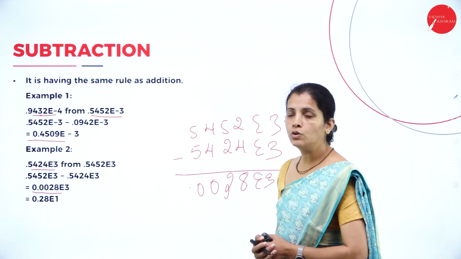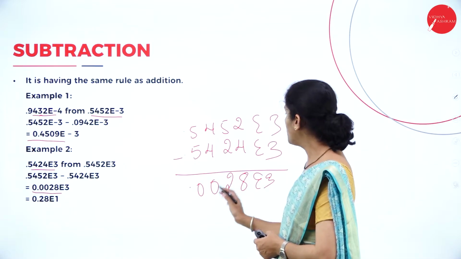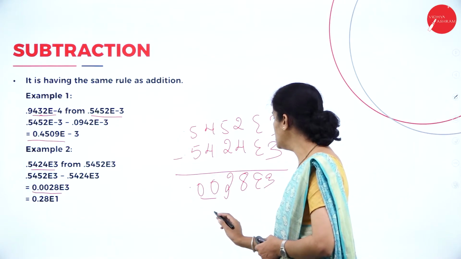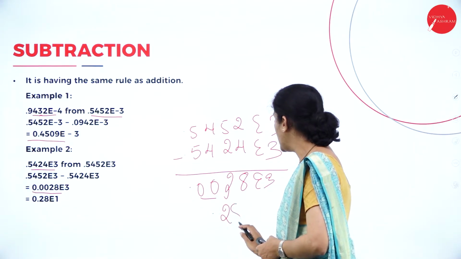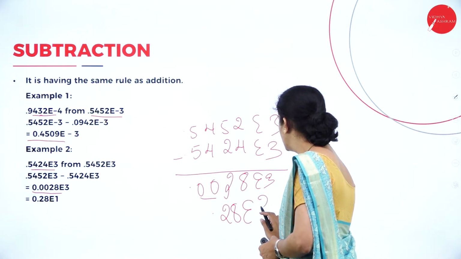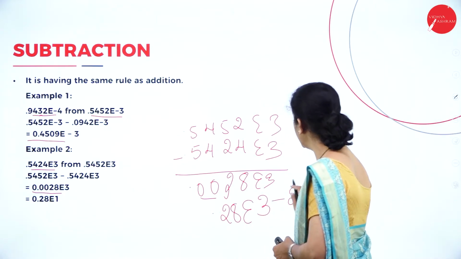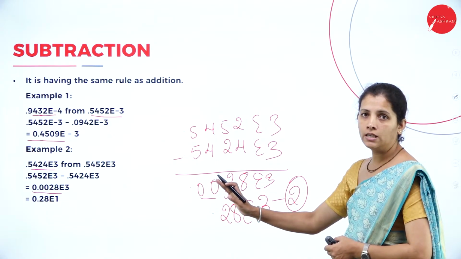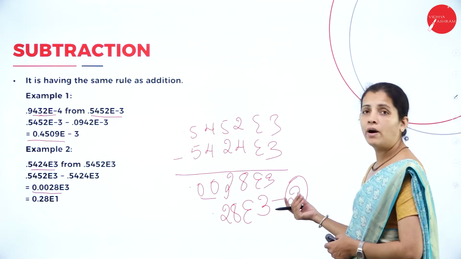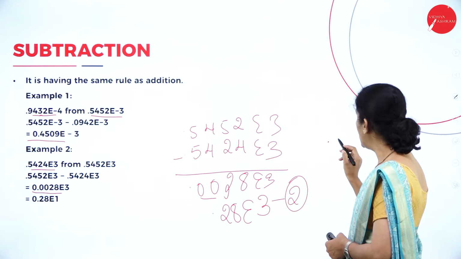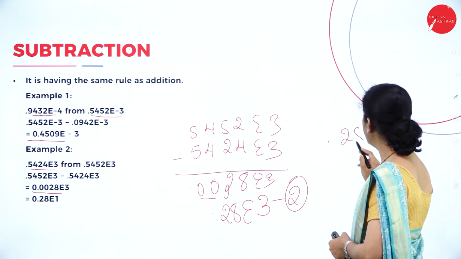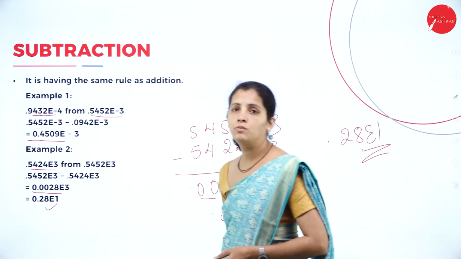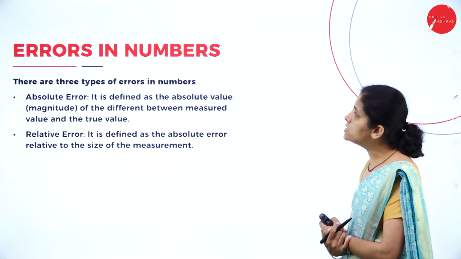E3. Now, to make it a normalized number, I'm going to shift this number towards left, that is 0.28 E3 minus 2. Why is it minus 2? Because I'm shifting towards left, so it is nothing but the decrement of power. Now, the final answer is 0.28 exponent 1. You can cross verify; both are the same.